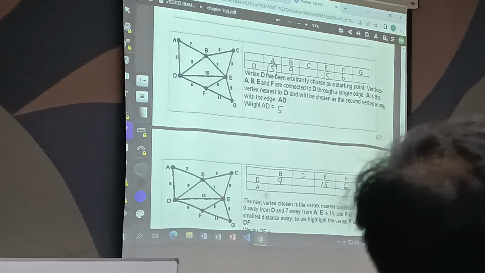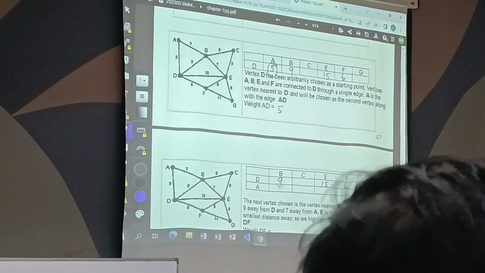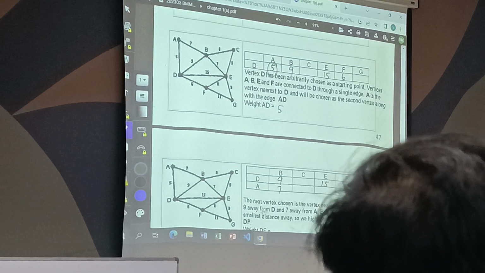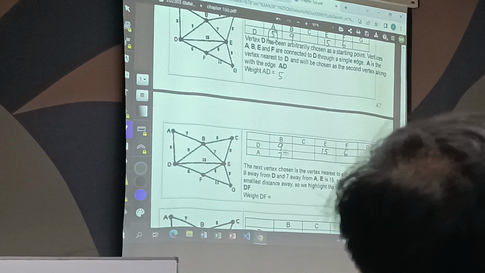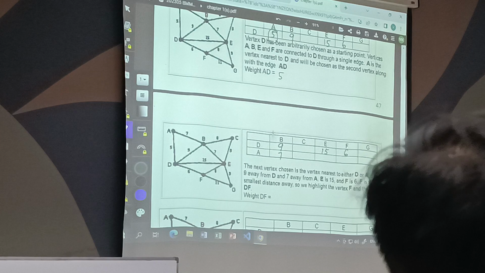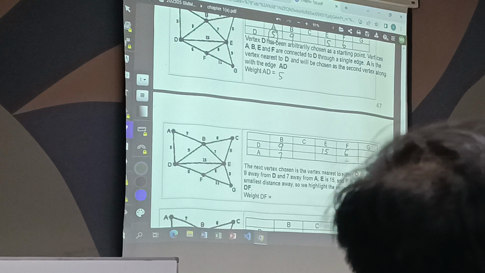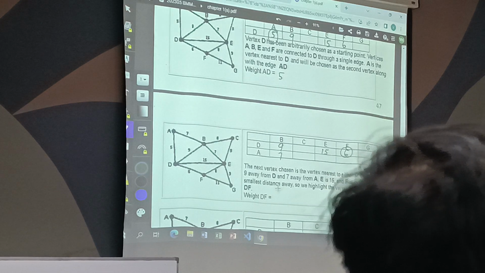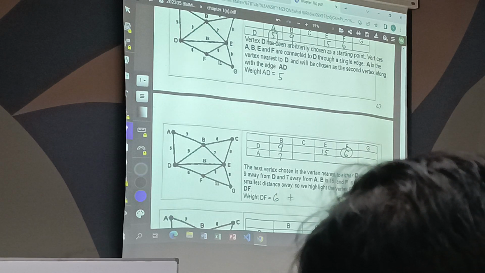Now you need to do for A. A is connected to B, 7. Only B, right? Then after that, from the second table, what we need to do is find from row D and row A which one is minimum. Six is the minimum, right? So meaning that in the table here, we will choose DF as our second edge that we will include in the tree. So we have DF equal to 6.